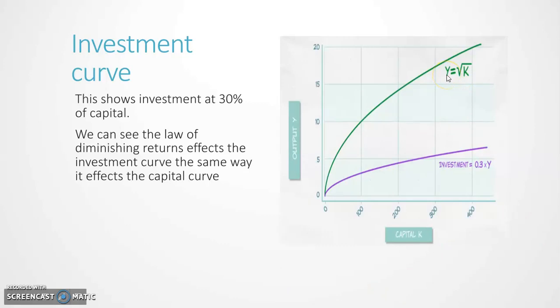So you know that Y is equal to the output and K is capital. And then this blue line represents the investment curve. Investment equals 0.3, which is 30%, multiplied by output. So you have to multiply the 0.3, or the 30%, by the output. And that's how it is. That's the diagram of the investment curve.